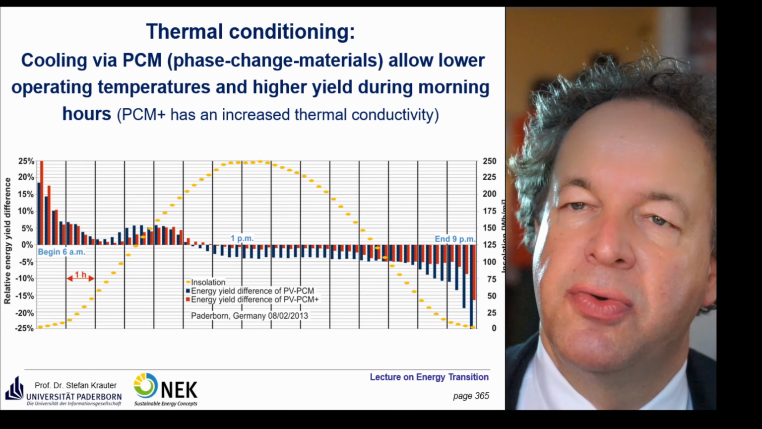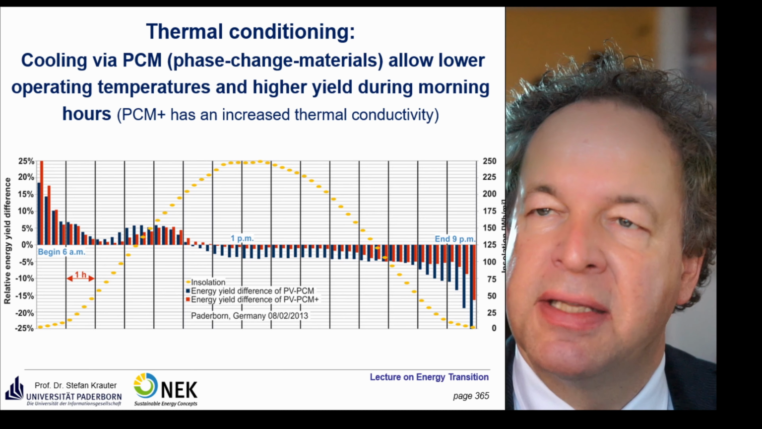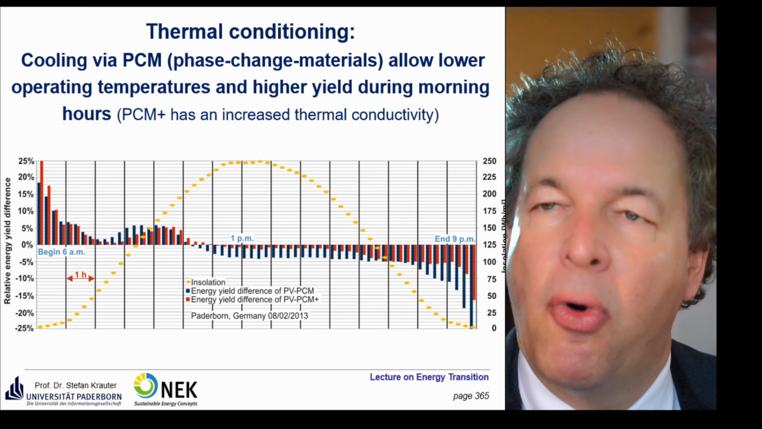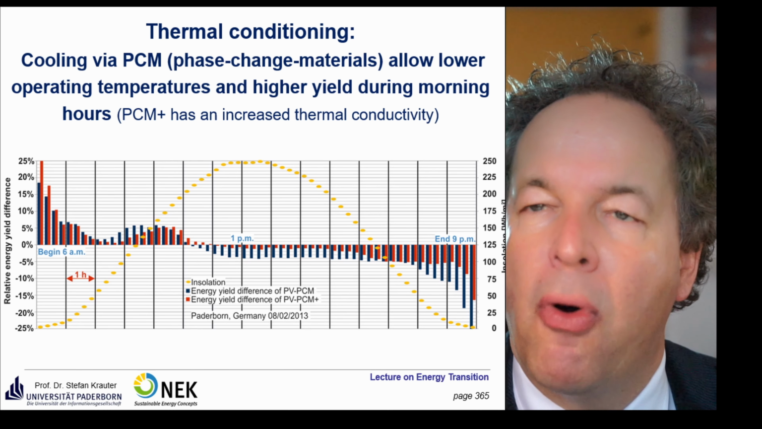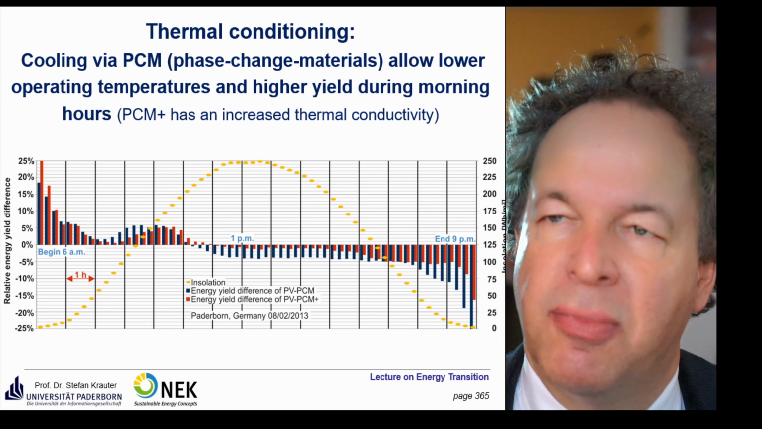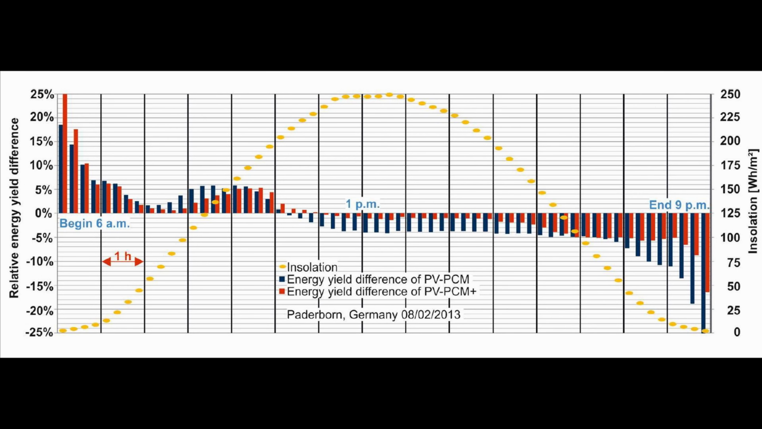Also, you could do some thermal conditioning. This means you put a phase change material into the module, and this melts quite slowly. In the morning, you have a colder operating temperature. That means you would have more power output. In the evening, it is vice versa, because the module stays a bit hotter than it would otherwise be, so you would have some power loss. But by these measures, you can adapt your power production during the day and during the year.